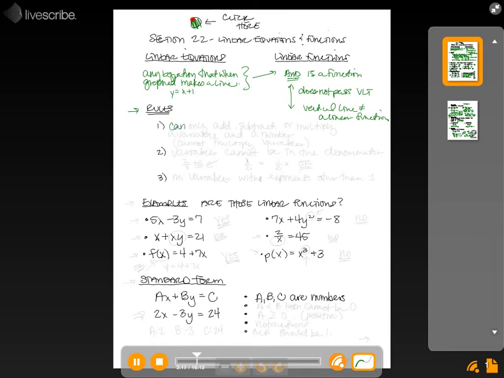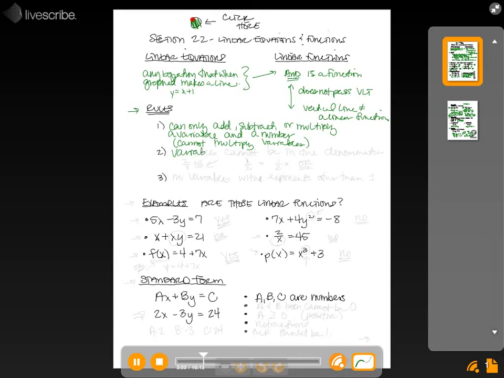Rule number 1. You can only add, subtract, or multiply a variable and a number. And what that means, the stipulation here, is that you cannot multiply variables. Okay? Now, I do want to point out that you can divide as long as your variable is in the numerator, and that's rule number 2.